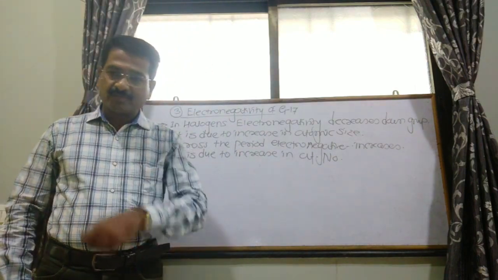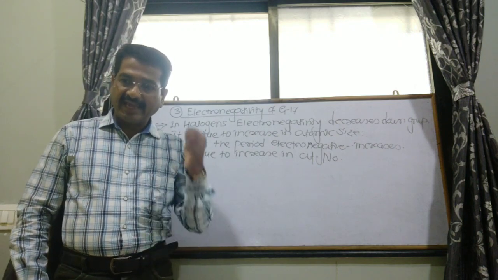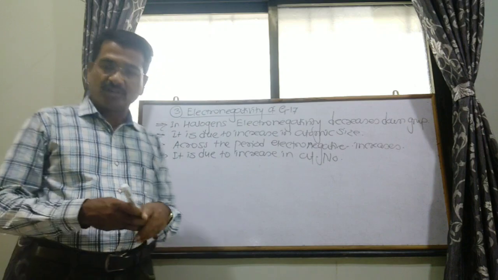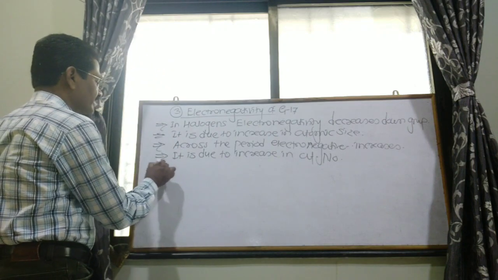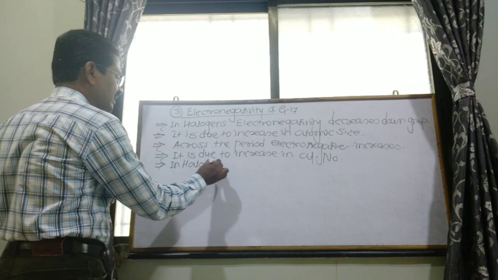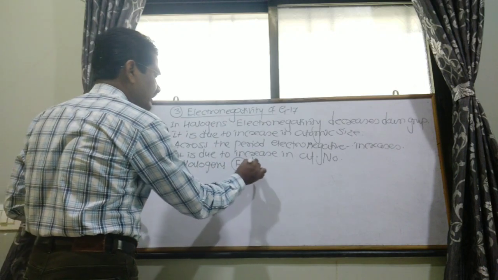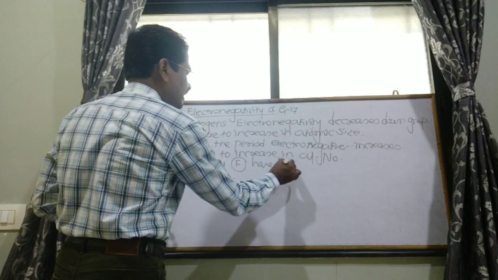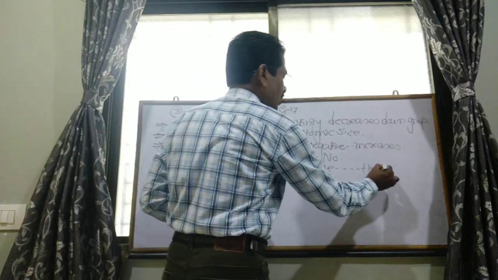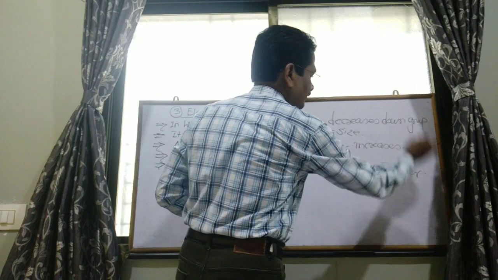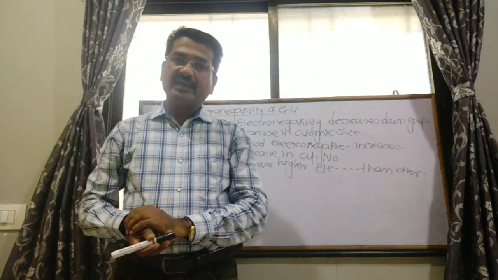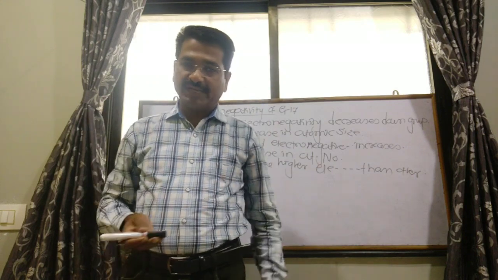In halogens, fluorine has higher electronegativity than other elements. From fluorine to iodine, fluorine shows the highest electronegativity.